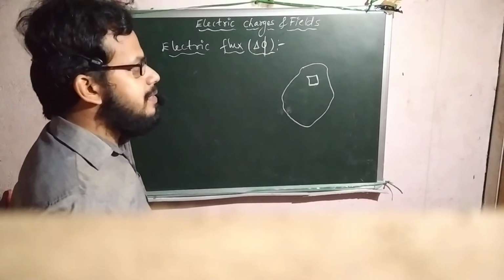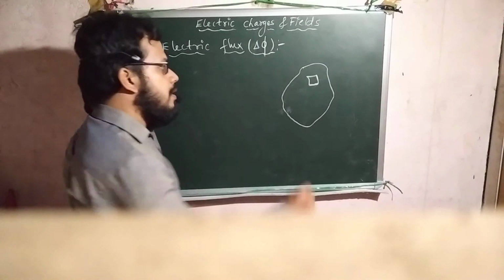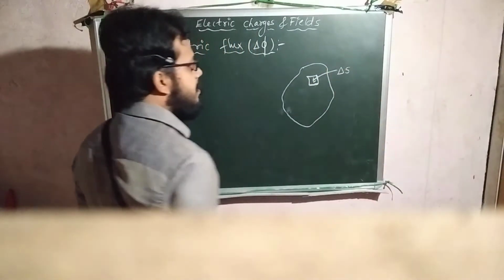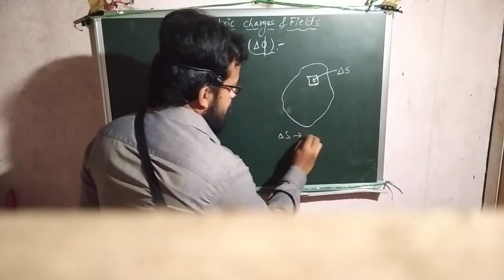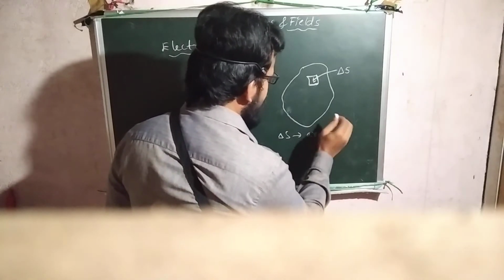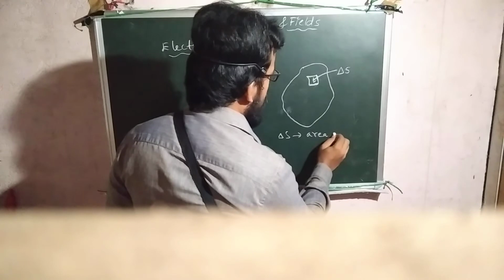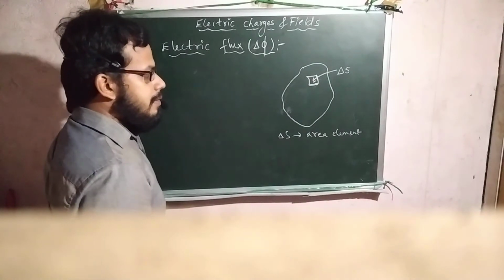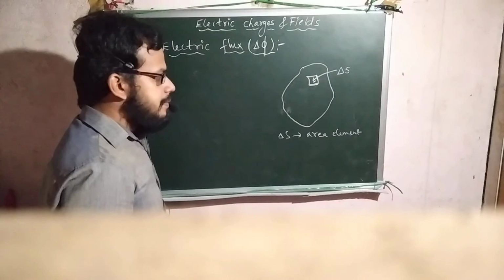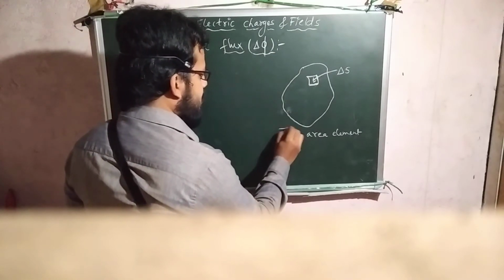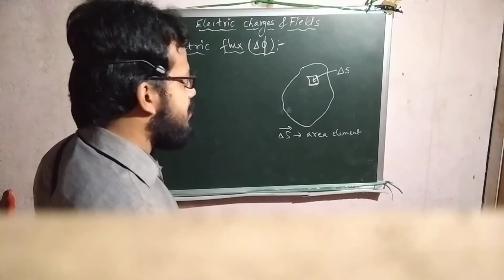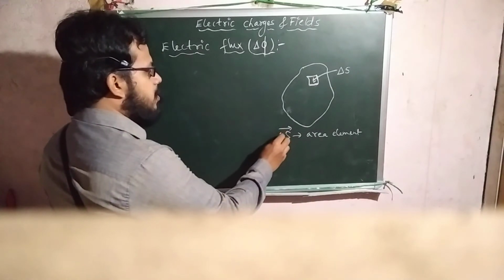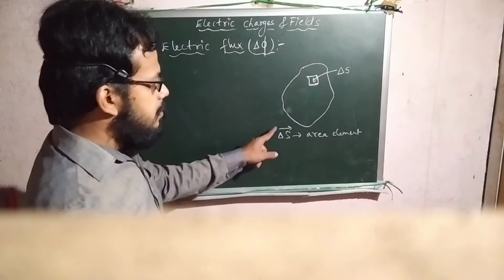Area element. I need this term here. That is why I am saying this is the area element. I will represent that area element as delta S. So what is delta S? Delta S is a small area, and I will call this the area element. While calling this the area element, I will represent it as a vector. Delta S is a small area, and I need the area element here. So when I call this the area element, it becomes a vector.